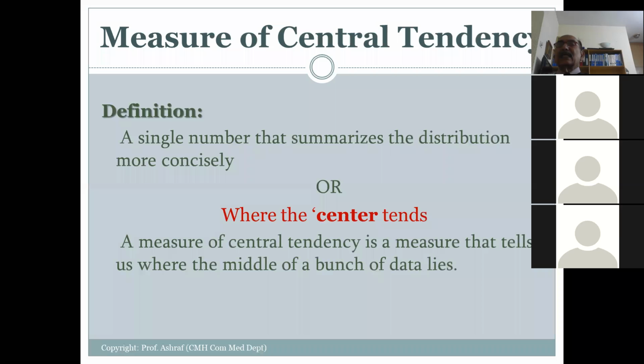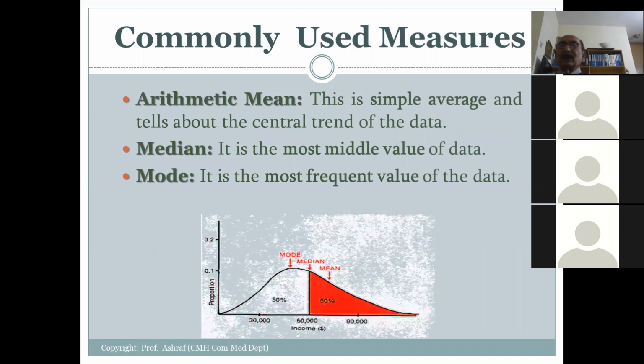The single number that summarizes the distribution more concisely is called the measure of central tendency. You want to see where the center lies, where the middle of the bunch of data lies, that is called measure of central tendency. You can do that with the help of 3. Either you can calculate mean, simple average, tells about the central tendency. You can calculate median, it is the most middle value of the data. Mode is most frequent value of your data.